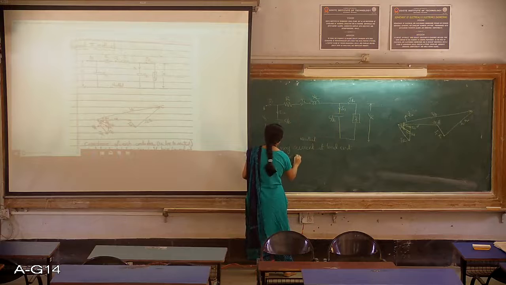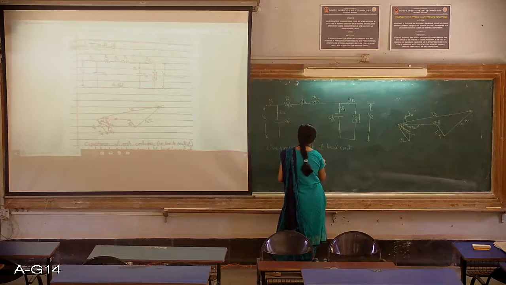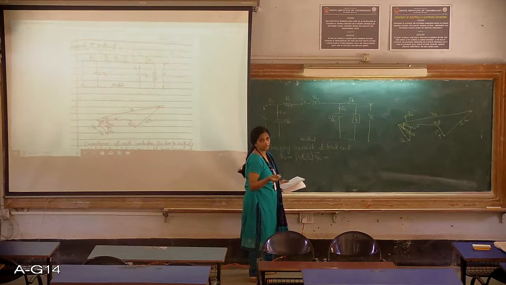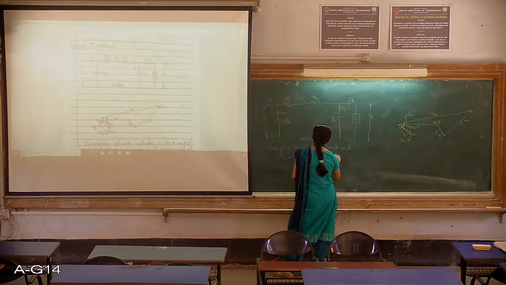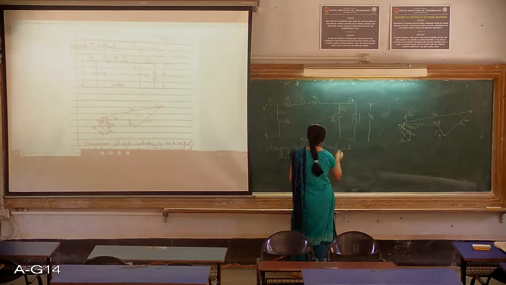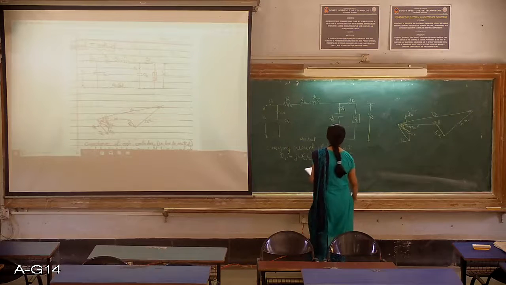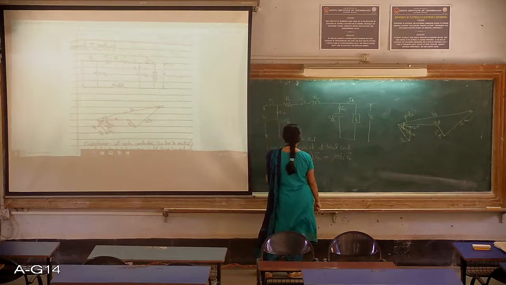IC1 is j omega into C by 2 into VR. One more name for this is half line charging admittance. You will come across this again when we deal with the Y bus in your further semesters. For C I have substituted j 2 pi f C, into VR.